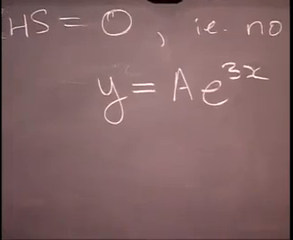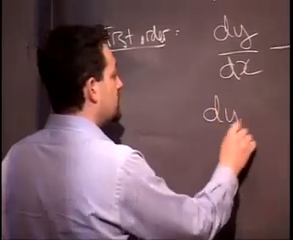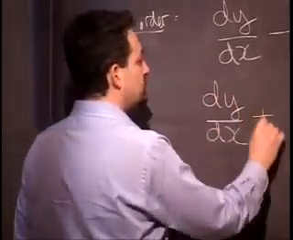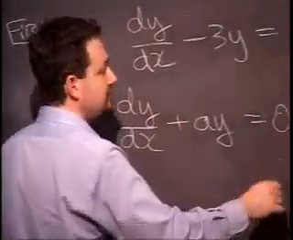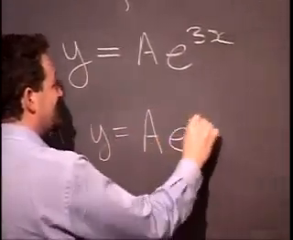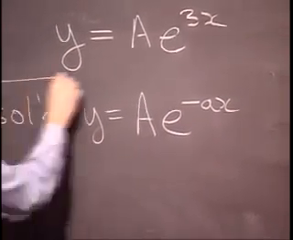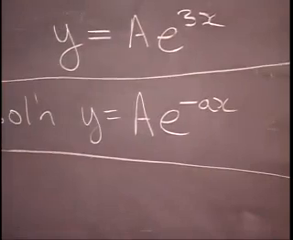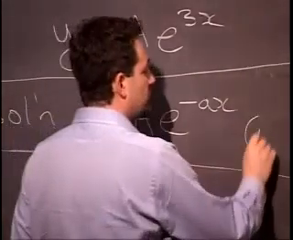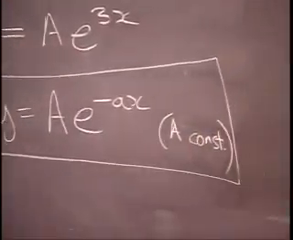Just a reality check, dy/dx just spits out a 3, and you get 3y. No problem. In general, it is worth knowing that dy/dx plus ay equals 0 has solution y equals capital A e to the minus ax. Even though you can work it out pretty quickly, it's so common that you're supposed to just know this. And of course, A is a constant that you do not know unless you have an initial condition.